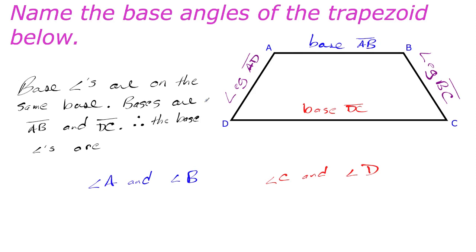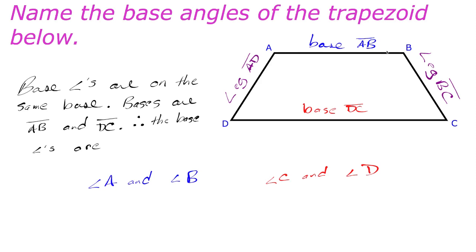Here we're discussing the basics of a trapezoid. We're asked to name the base angles of a trapezoid. Here in the black, I've written base angles are on the same base. The bases of this trapezoid are base AB and base DC. Therefore, the base angles are angle A and angle B, then angle C and angle D.